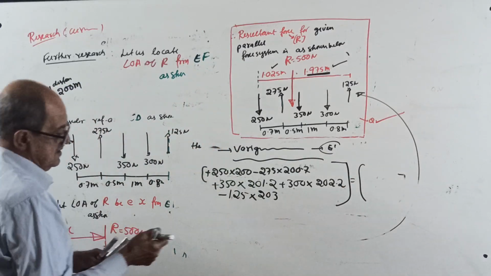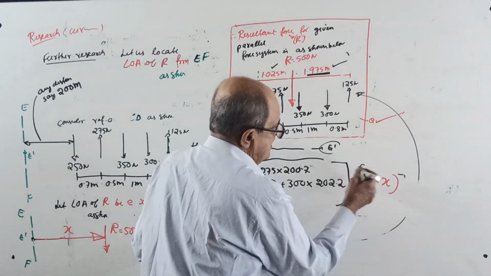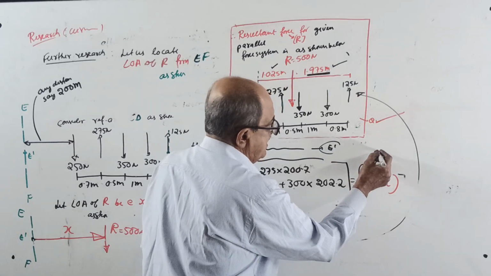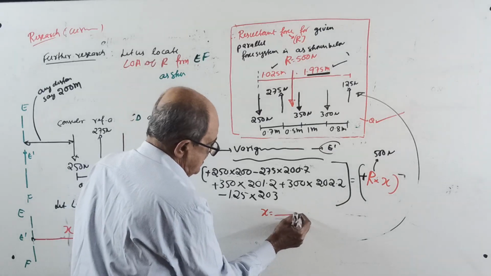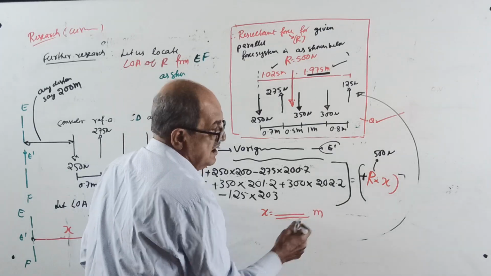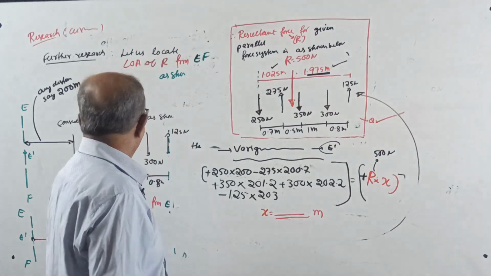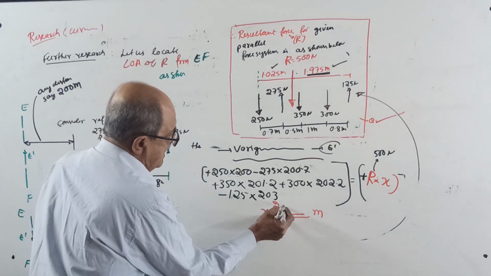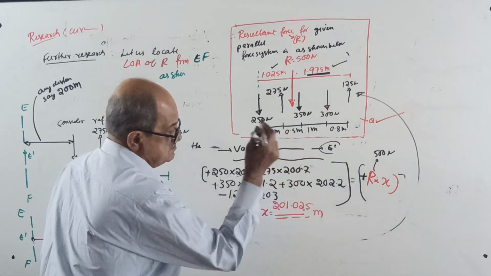into X, equal to R into X. But remember, clockwise, R equals 500 Newton. Get the value of X in meter. I will not use my calculator. I am so sure it will come, 201.025 meter.